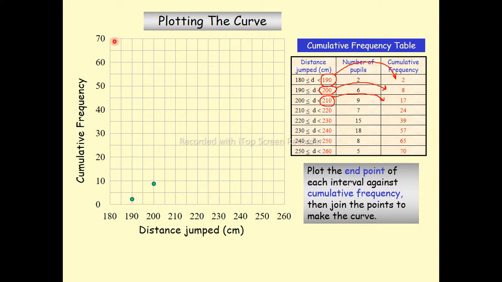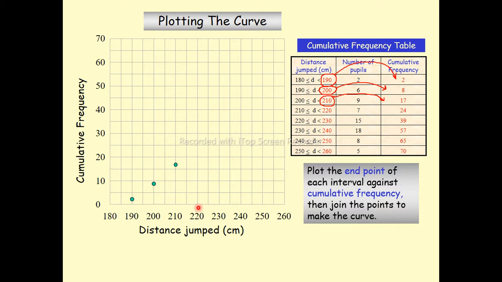I want you to construct this graph to get a feel of how to draw the curve. So just the graph. You don't have to do the table, but the graph for sure. So 210 and 17. Just 210, and then you go up to 17. 17 should be somewhere here. Alright, 17, and then 220 and 24.